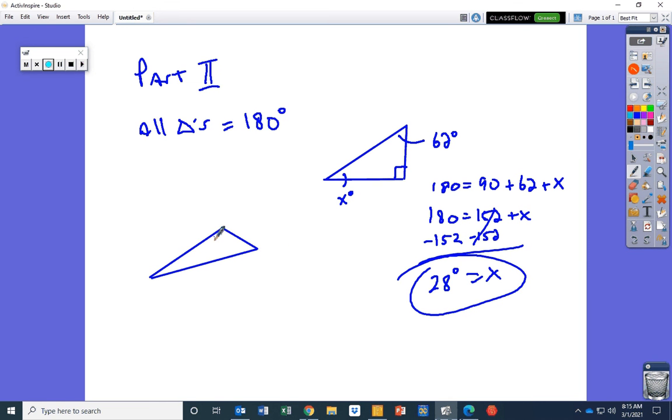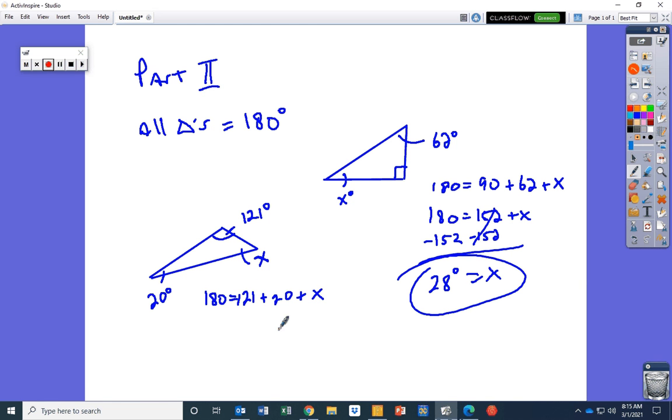So let's say this angle is 121 degrees. And let's say this one is 20 degrees. And this one is X. What do these three angles have to equal together? 180. So 180 equals 121 is my first measure. What's my second measure? 20, and my third measure is just X.